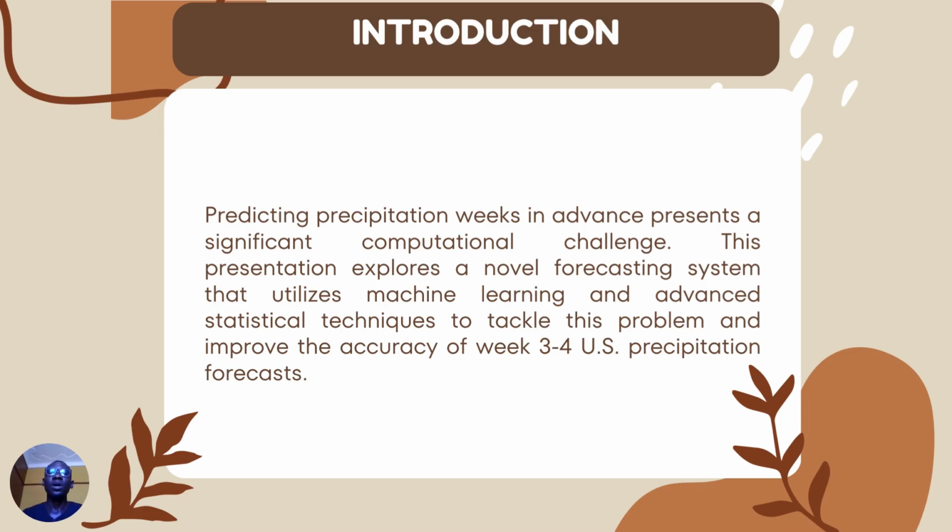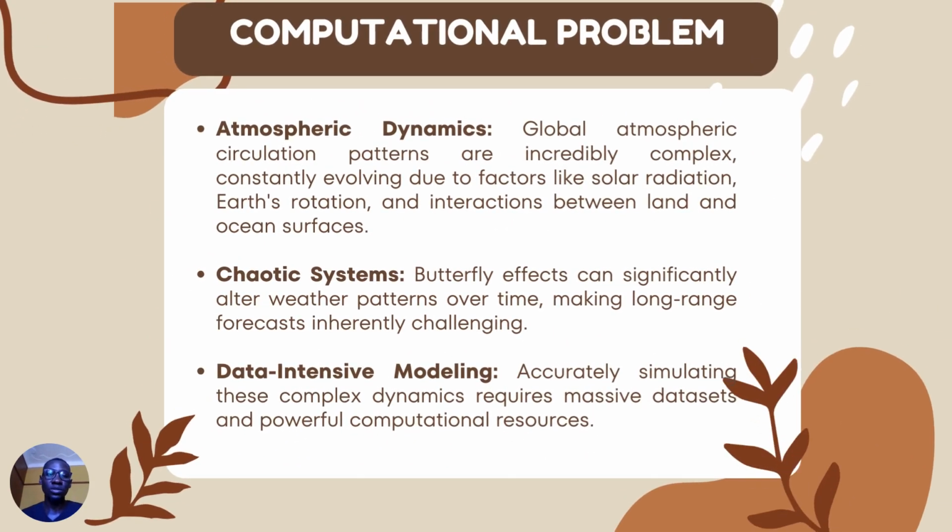So the introduction, why the gentleman came up with this paper, is that predicting precipitation weeks in advance presents a significant computational challenge. This presentation explores a novel forecasting system that utilizes machine learning and advanced statistical techniques to tackle this problem and improve the accuracy of week 3 to 4 US precipitation forecasts. So if we continue, we shall dive into the computation problem.